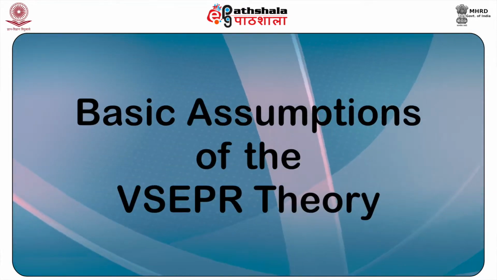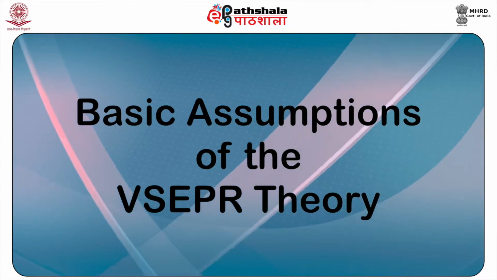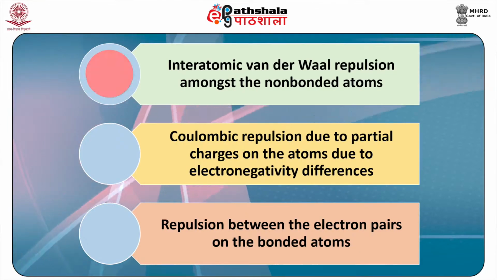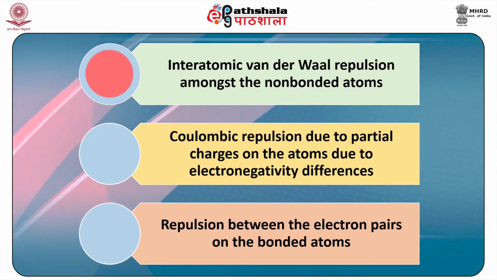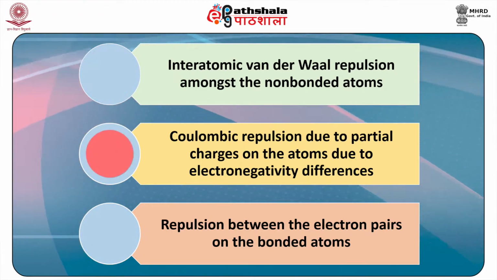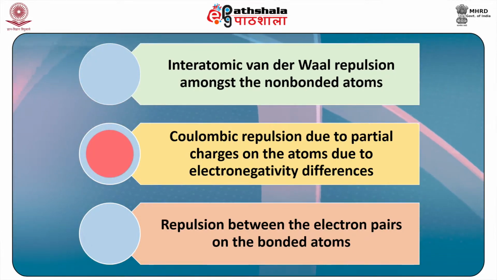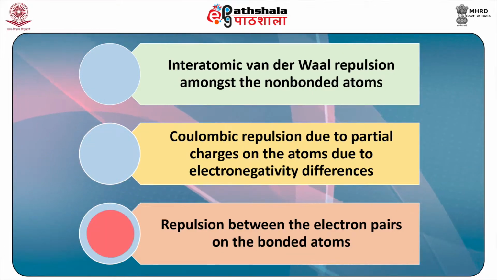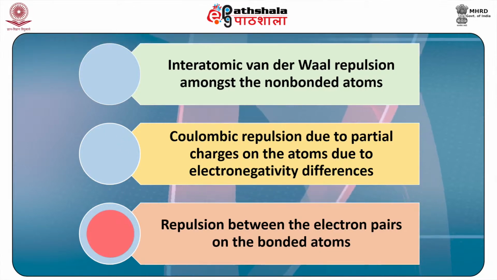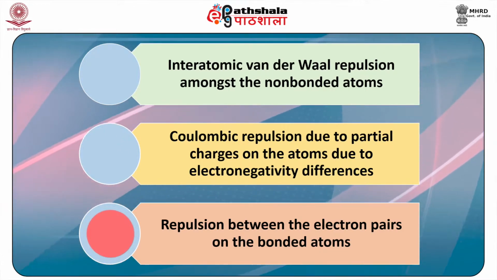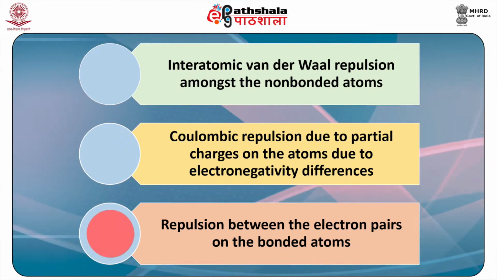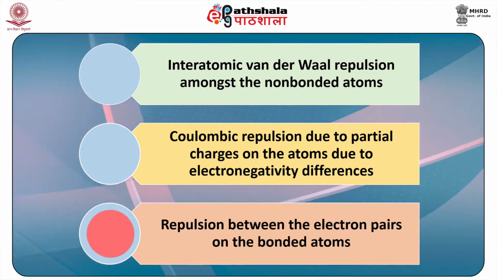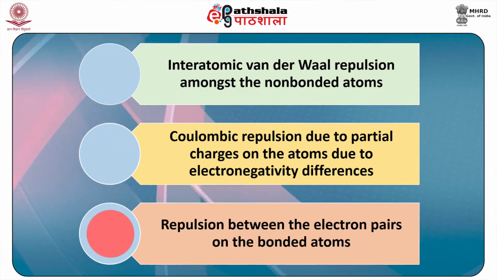Now, we shall see the basic assumptions of the VSEPR theory. The bond angles in a species depend upon number 1, the interatomic van der Waals repulsion amongst the non-bonded atoms; number 2, the Coulombic repulsion due to partial charges on the atoms due to electronegativity differences; or number 3, repulsion between the electron pairs on the bonded atoms. Of all the three terms, number 3, that is the repulsion between the electron pairs on the bonded atoms, is the most important factor affecting the geometry of the species.